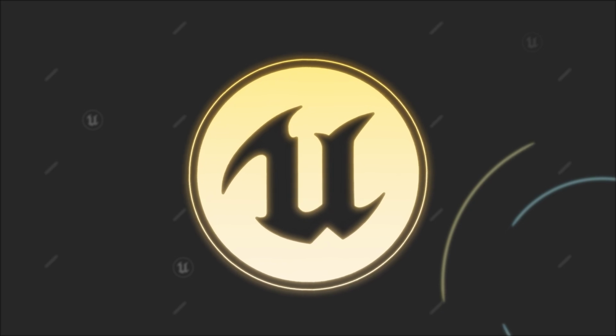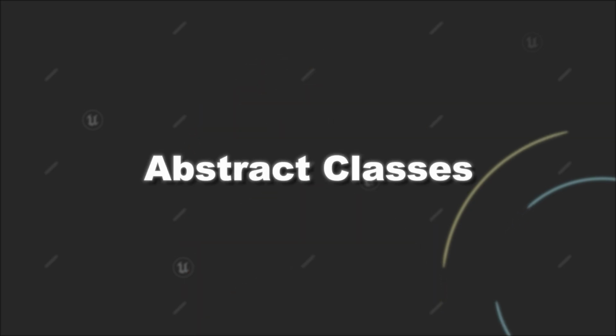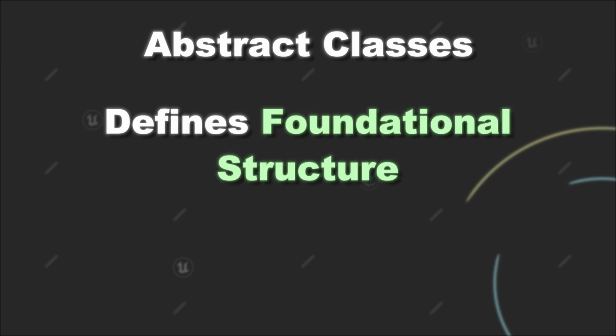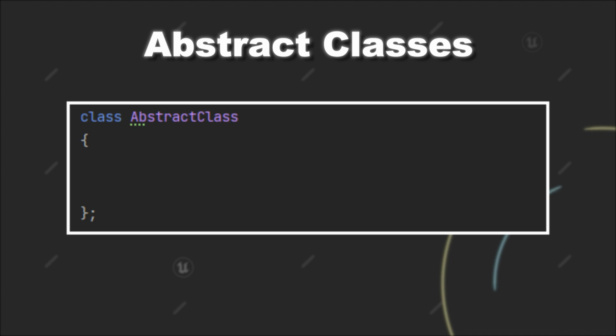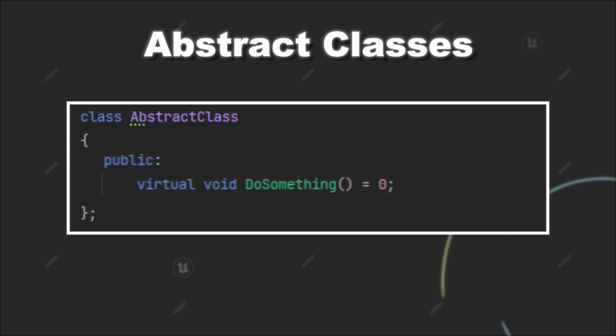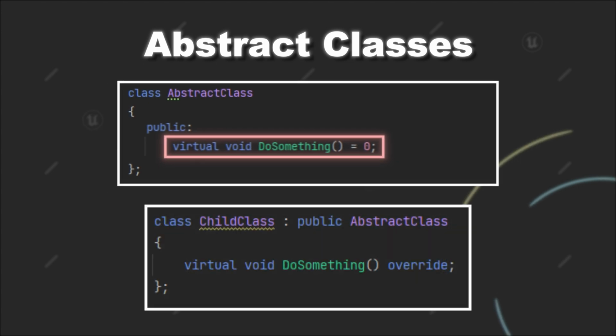In programming, there exists a concept of abstract classes, which is basically used to define a foundational structure for a class, but without the ability to create instances of this class. Typically, a class in C++ is abstract if it contains a pure virtual function. So, a function without an implementation, defined like this. So that the implementation of this function has to be provided by classes that inherit this abstract class.